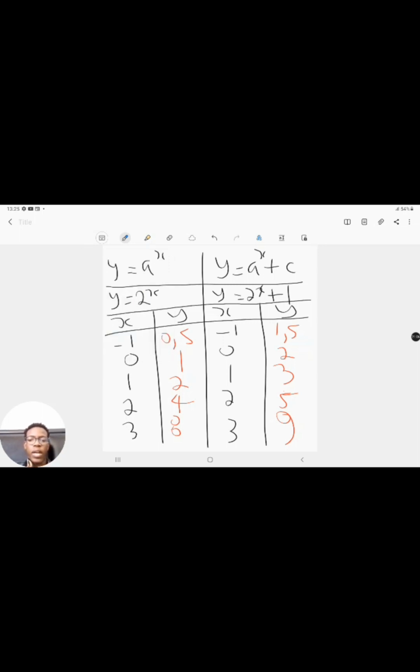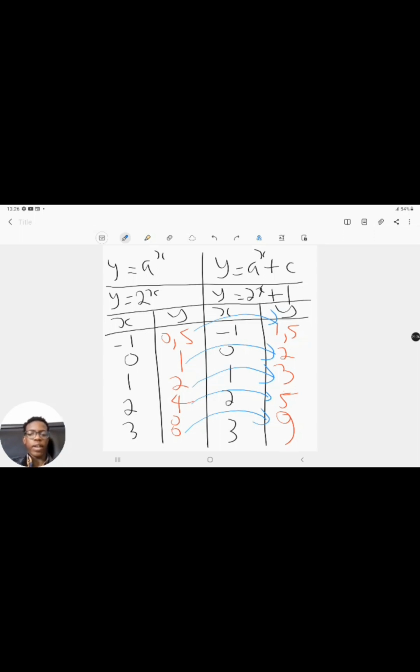For the first equation, when y is 0.5, for the second equation, y is 1.5. It's bigger. When this one is 1, this one is 2. When this one is 2, this one is 3. When this one is 4, this one is 5. When this one is 8, this one is 9. So you will notice that for the second equation, all the y values are bigger by 1 unit, by just one unit.